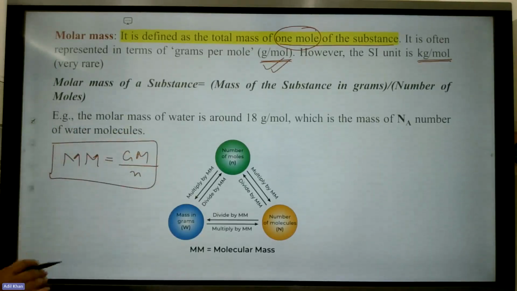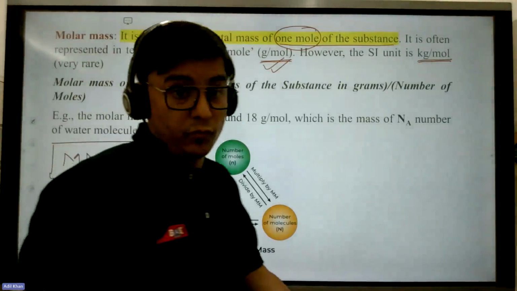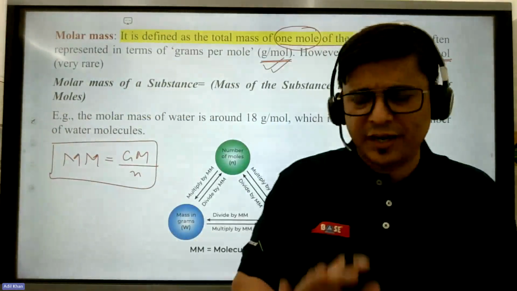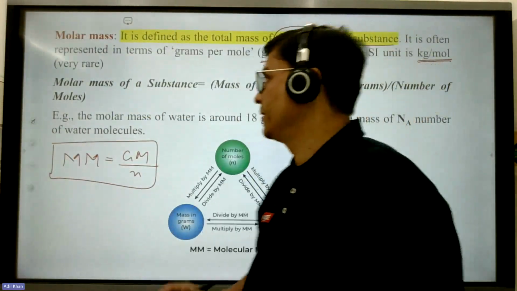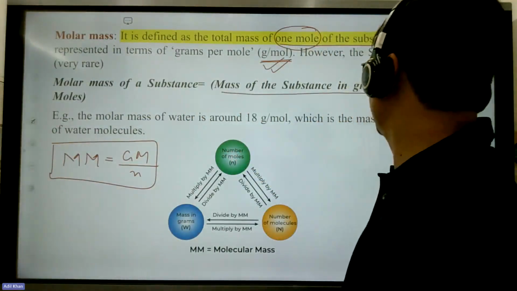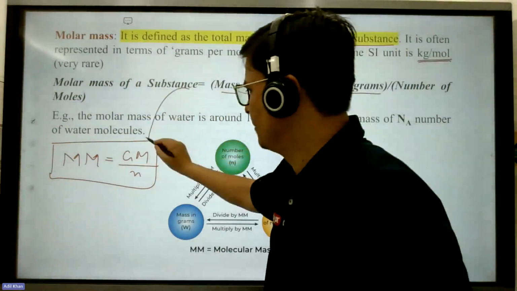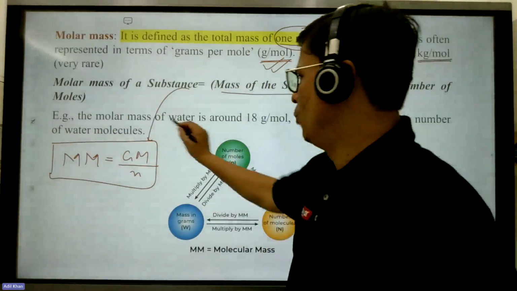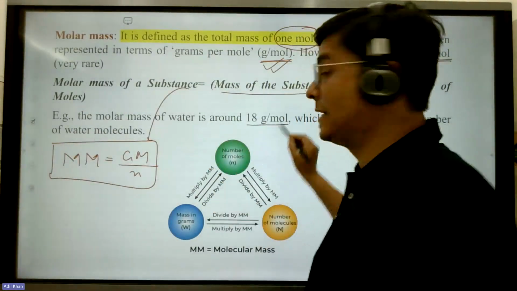There are many more formulas for this, and many more formulas for moles also. With time, I will give you a couple of them, not everything. So the molar mass of any substance is the mass of the substance in gram by the number of moles. For example, the molar mass of water is around 18 gram per mole.